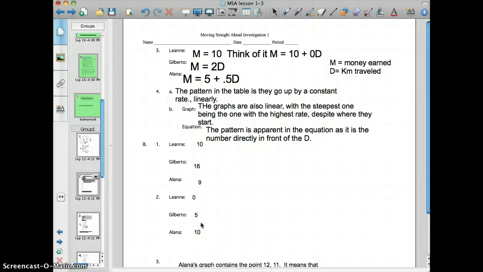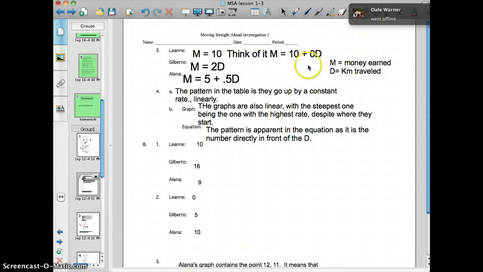In B2, suppose each student received $10. How far would they have to walk to earn $10? Well, Leanne doesn't have to walk anything because she's getting $10 no matter what. But in order for Gilberto to earn $10, he has to walk 5 kilometers. Okay, he's walking those 5 kilometers so that he can earn $10. And poor Alana, she has to walk 10 kilometers in order to earn her $10.